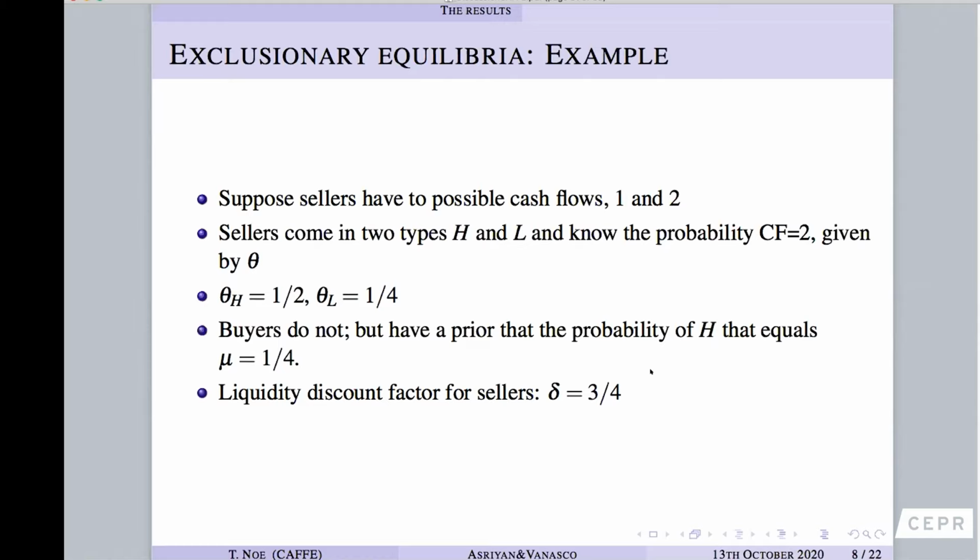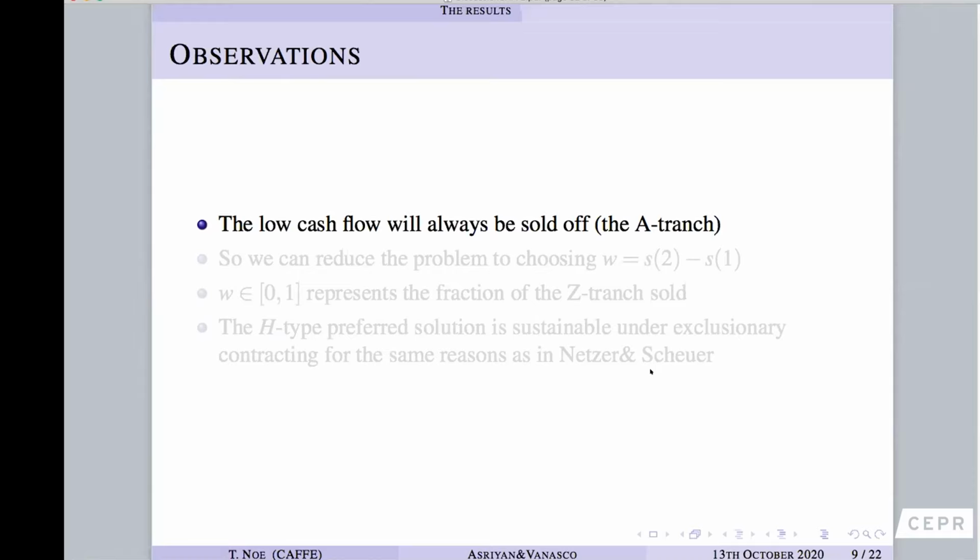The first observation, and the only reason I can draw this as a graph, because graphs restrict one to two dimensions, is that we know that in this case, the low cash flow, the cash flow one, is always going to be sold off. There's no asymmetric information about it. Everybody, even low types, are sure to get one. So we can basically reduce the problem to choosing the difference between the S2 and S1.